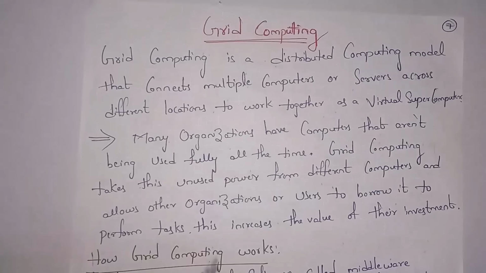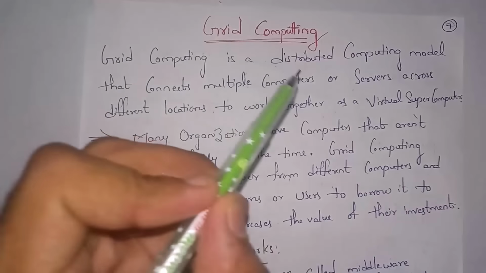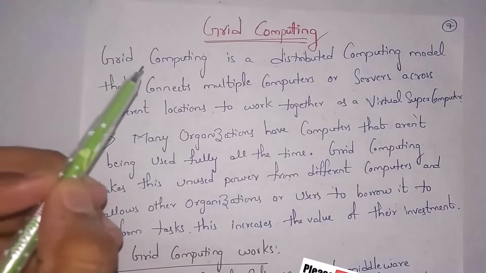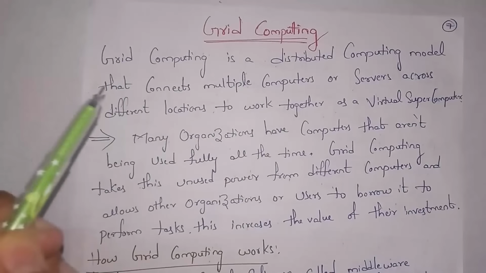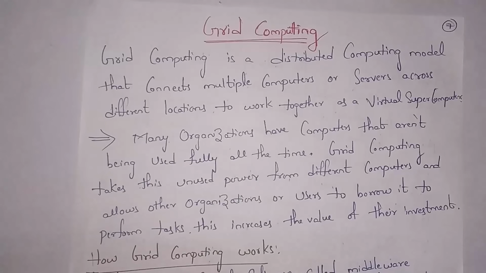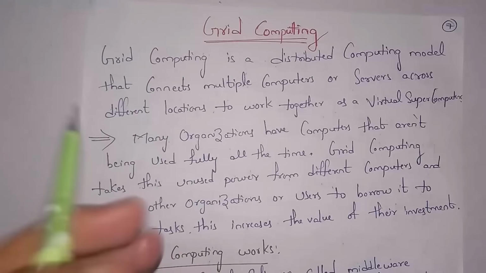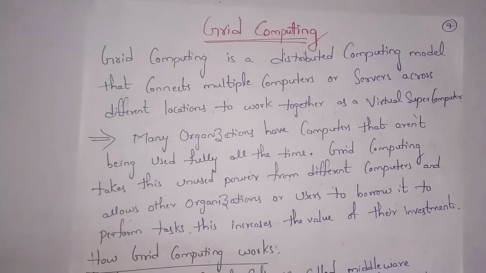Next I will explain what grid computing is. Grid computing is a distributed computing model that connects multiple computers or servers across different locations to work together as a virtual supercomputer. Guys, in grid computing, we connect multiple computers and servers, and all of these are from different locations. Basically, they are connected through the internet, and together they act as a virtual supercomputer.